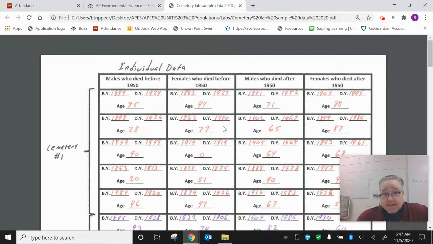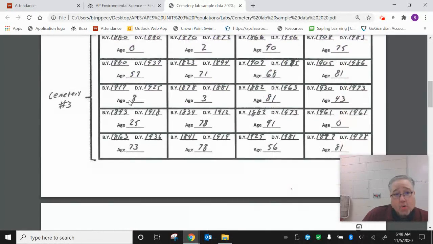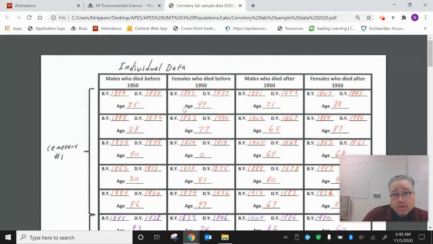Now, in the Buzz agenda today, I do have a link to my data, and you may want to use that a little bit later on. There's a reason why you're probably going to need to use my data, so just keep in mind that there is a link there on the Buzz agenda. But again, all we did here was we had our four cohort groups: males who died before 1950, females who died before 1950, then males and females after. So you should have a total of 15 individuals for each cohort group.